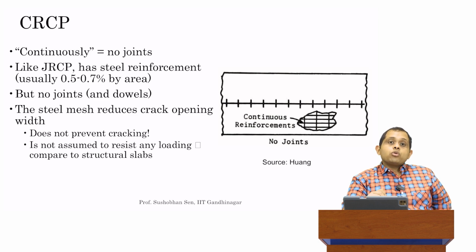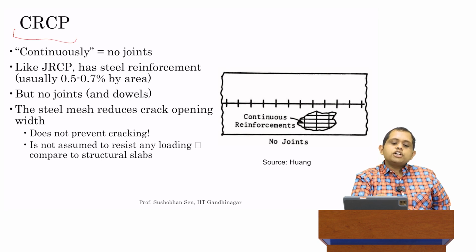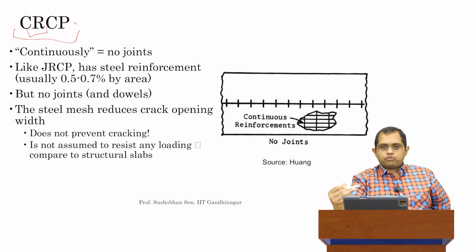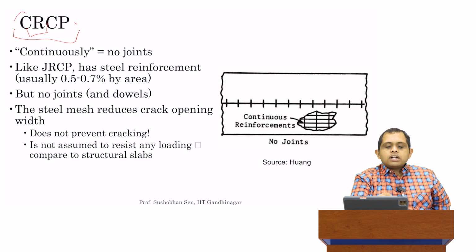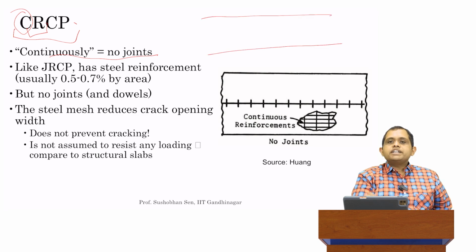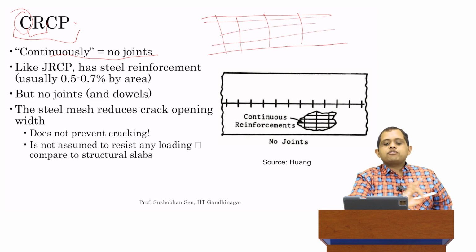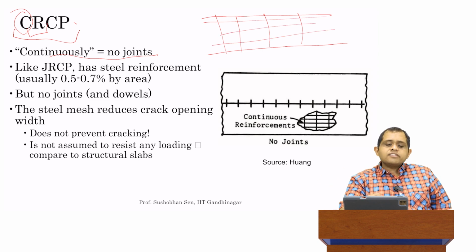Instead, what is used, what you will find many examples of, is an extension of JRCP, which is called continuously reinforced concrete pavement. So reinforced here again implies that within each slab you have steel reinforcement. So it's not plain slabs. But the word continuous here implies you have no joints, or in other words, you don't have any individual slabs. So in this case, you just have a continuous pavement which has a steel mesh inside of it. No joints have to be sawed inside. This is why it's called continuously reinforced concrete pavement. There are no joints present.